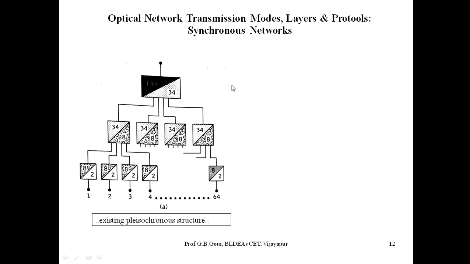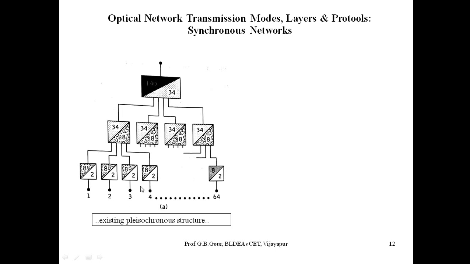If you look at this figure, this is the existing asynchronous structure, and I hope we have studied this in digital switching systems. There the main building block for digital switching systems or telecom is a 24 or 30 channel PCM primary system. That PCM primary system supports a data rate of 2 Mbps. Here you can see there are 64 channels, each of 8 bit.